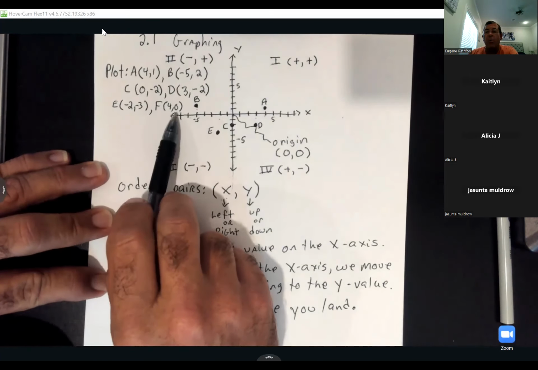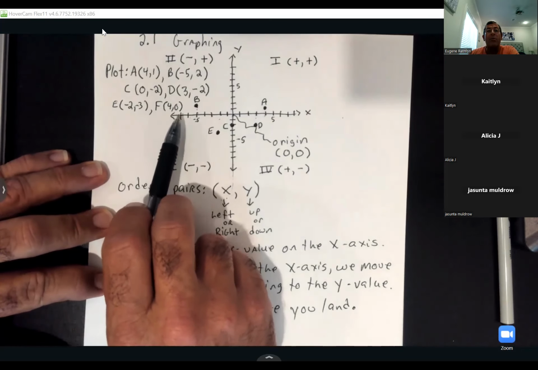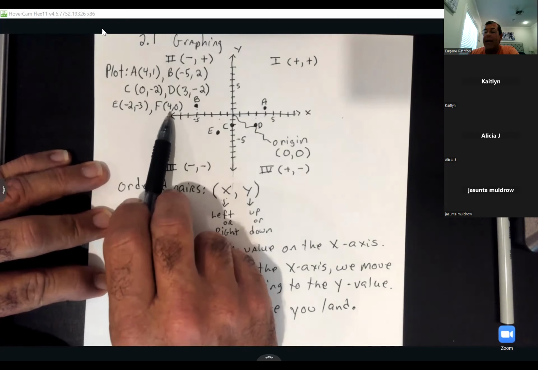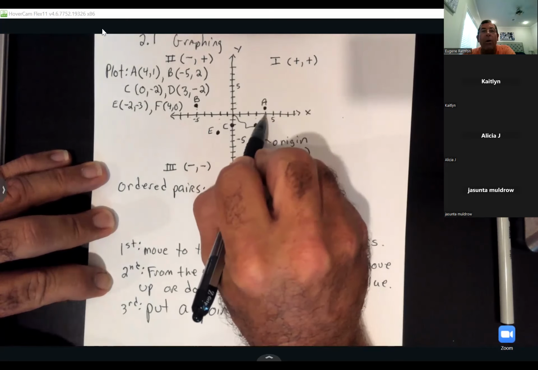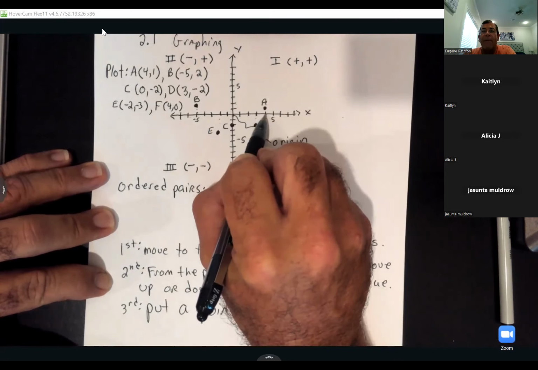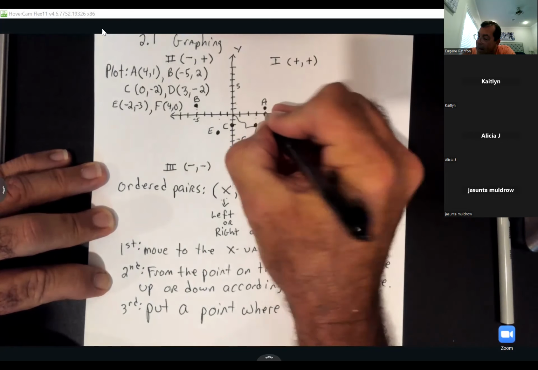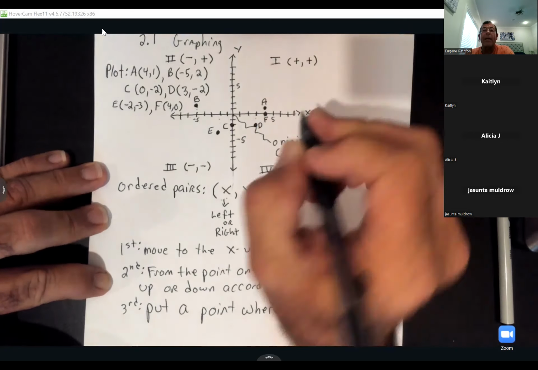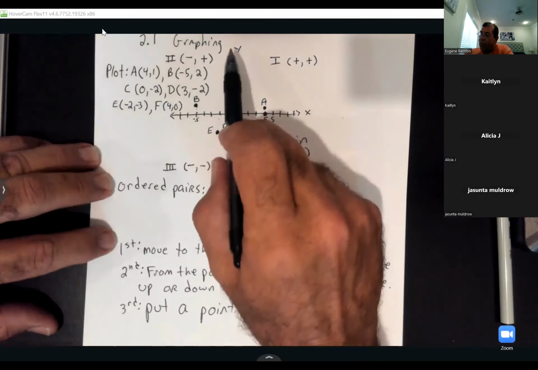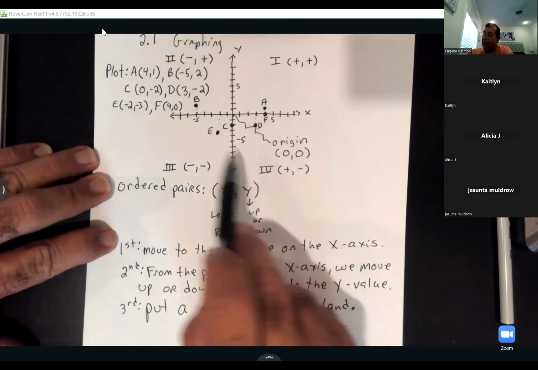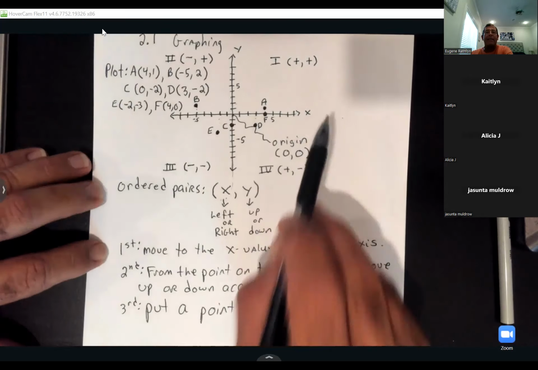Now look at F. It's another one with a 0, but this time the y value is 0. So watch what happens on that. So my x value is 4. So I would start and go right till I hit 4. But y'all, since the y value is 0, that means you would stay there on that line and have your point F. So if the first number is 0, your point will end up on the y-axis. If the second number is 0, you're going to end up on the x-axis.